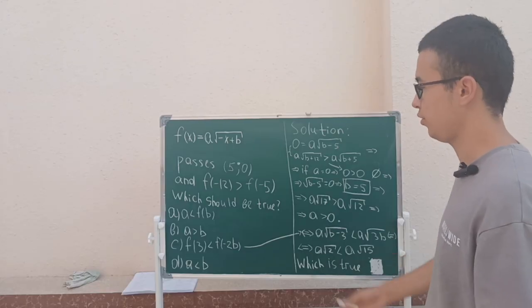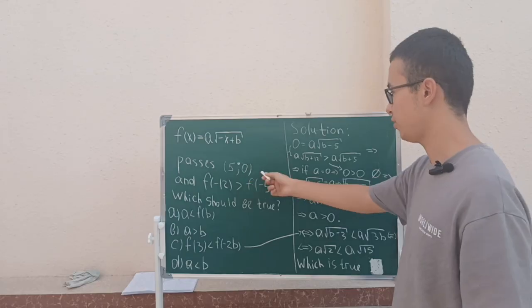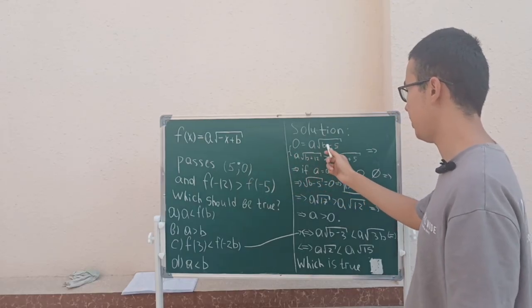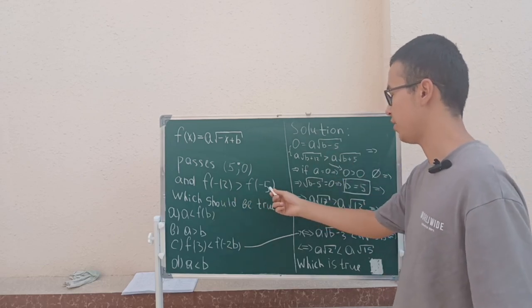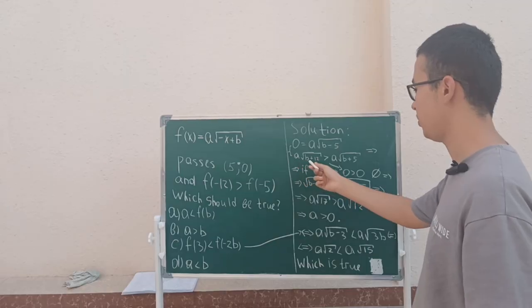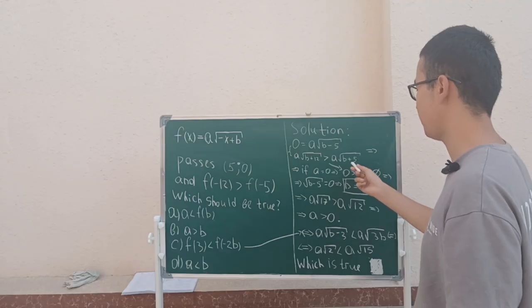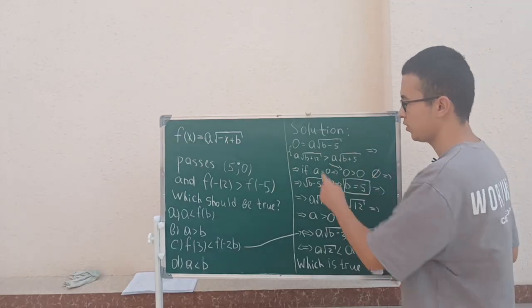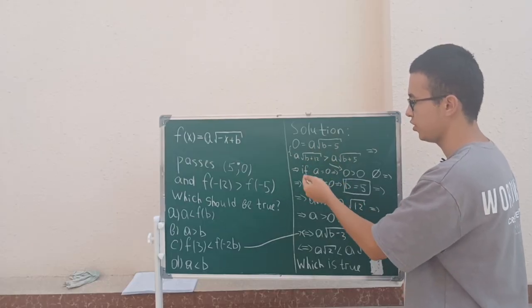Firstly, let's use all statements that are given. That function passes through (5, 0), which means that 0 is equal to a times the square root of (b minus 5), and f(-12) is greater than f(-5), which means that a times the square root of (b plus 12) is greater than a times the square root of (b plus 5). So from the first equation, we can see that either a or the square root of (b minus 5) is equal to 0.